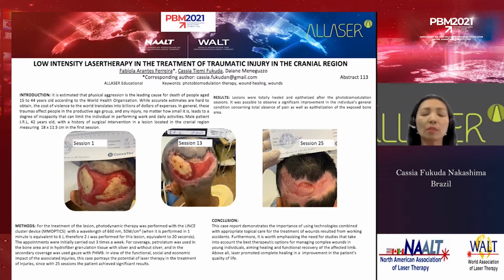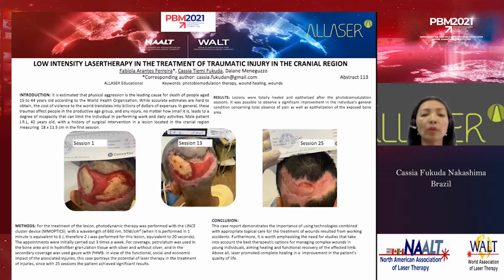As you can see here in these 3 pictures, you have the follow-up of this case with session 1 of laser, then session 13, and finally session 25. So for the treatment of this lesion, we used photodynamic therapy with a device called the Lindsay from Mimiotics, with a wavelength of 660 nanometers.